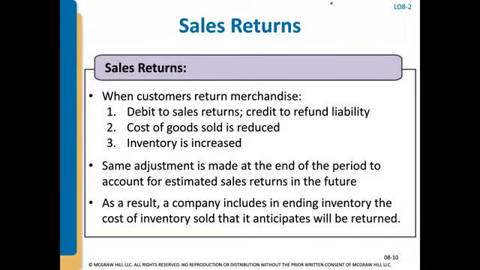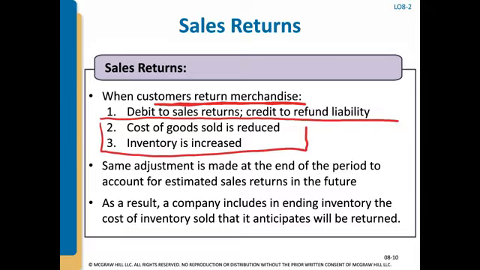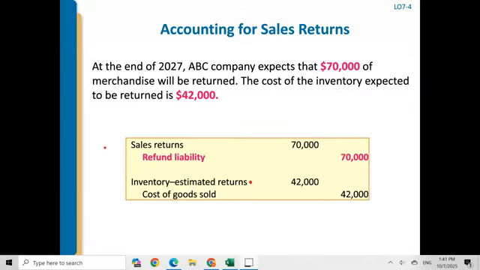When a customer returns items, right? Let's just say I am the seller and a customer returns items back to me. I have to reverse my sales entry, and the way I do that is debit sales return, credit refund liability. But I also have to increase my inventory because that item is back in my inventory. So I'm going to debit inventory and credit cost of goods sold.